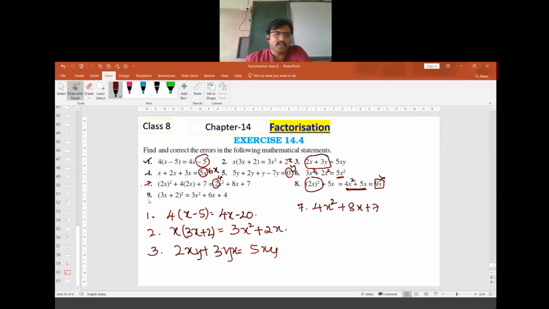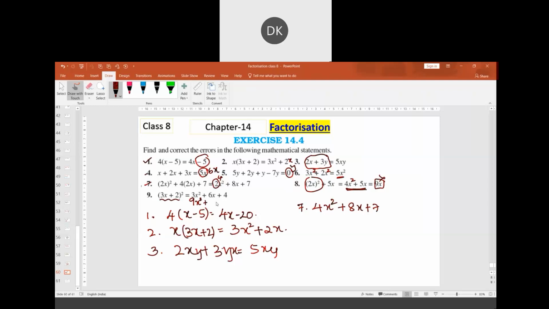Coming to the ninth one, it is the a plus b whole square identity. When we use that, 9x square plus the 2ab term, 12x, plus 4. Yes, sir. 12x plus 4.